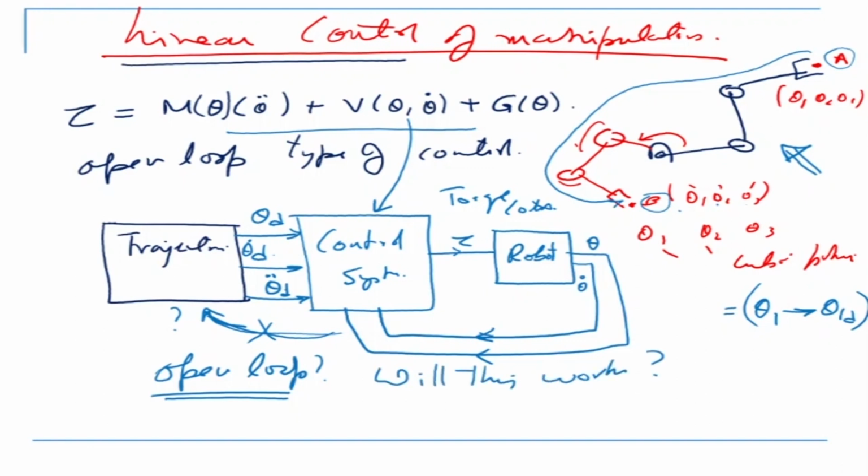Because it appears here that you can actually find position, velocity, accelerations, feed it to the dynamic equation, and then control the robot. But will this work? Now in reality, this will not work. Why? Because when we are making our dynamic equation, there are these terms M, V, G, and there are approximations involved.